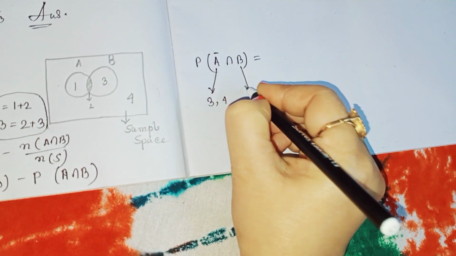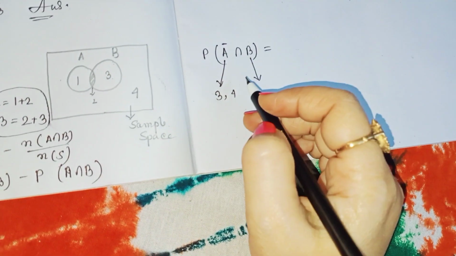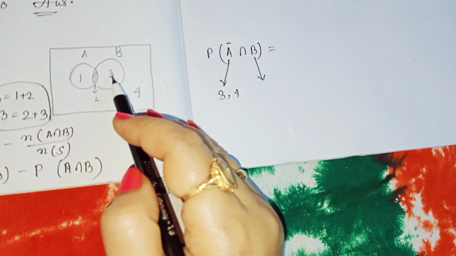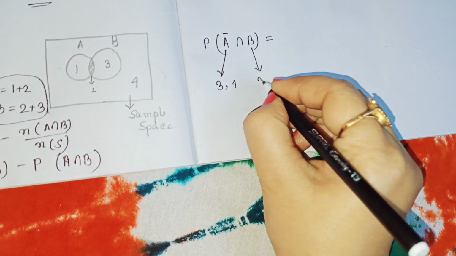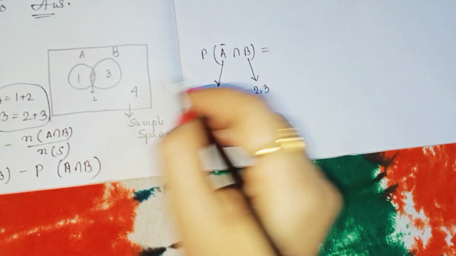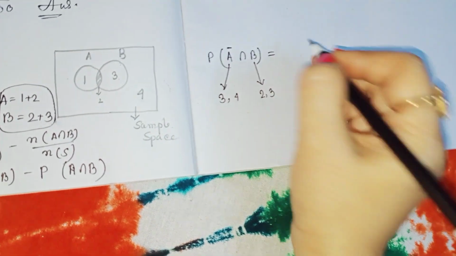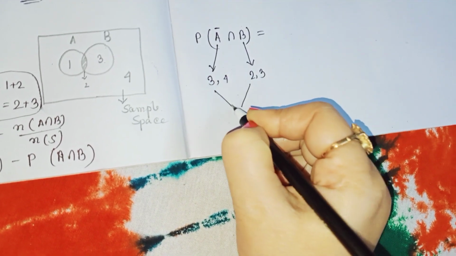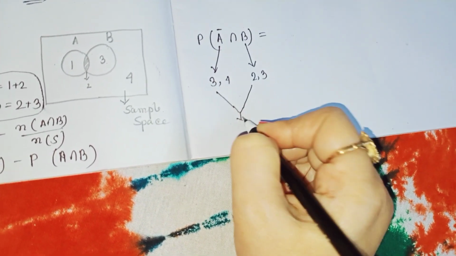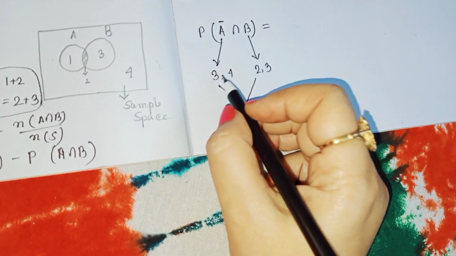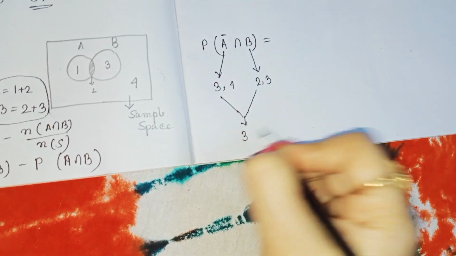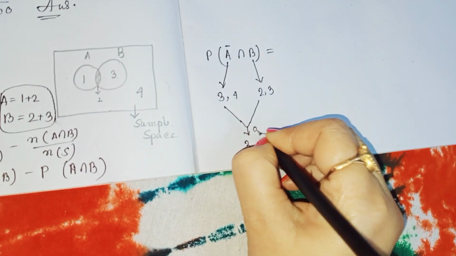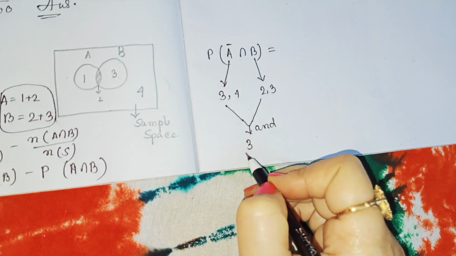And B is what? B is all the elements of B. So it is 2 and 3. So this becomes this one, and when we take intersection, intersection means the common elements of these two sets. So it is 3, only 3. Intersection means and, so it is common, so it is 3 only.